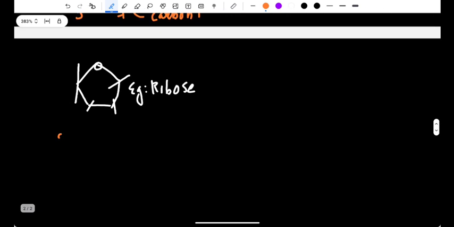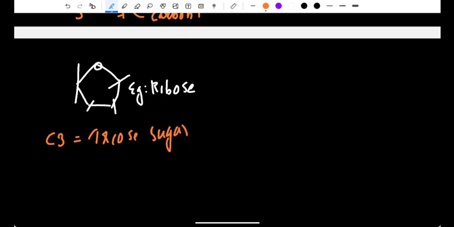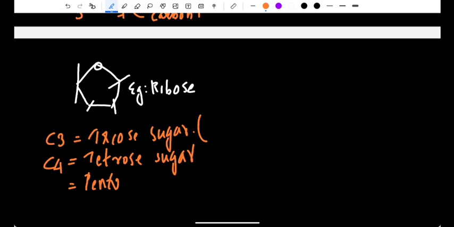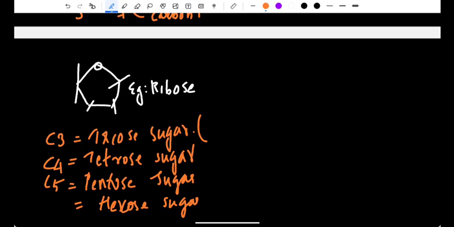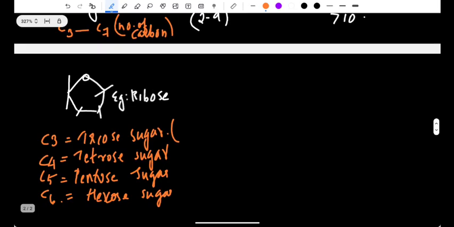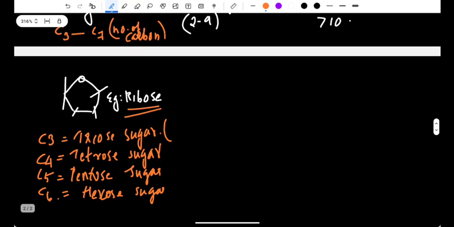If it is 3 carbons, that sugar is known as triose sugar. How many carbons? 3 carbons, right? Then tetrose sugar. Tetrose sugar means how many carbons? C4. Then pentose sugar. How many carbons? C5. Then hexose sugar. Hexose sugar means how many carbons? C6, 6 carbons, right? So one example we can note down, that is ribose.